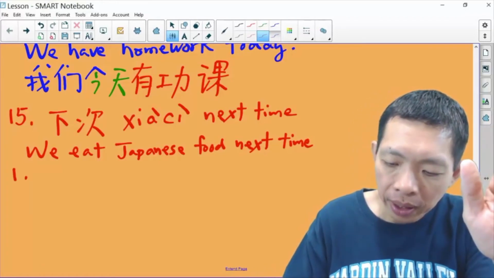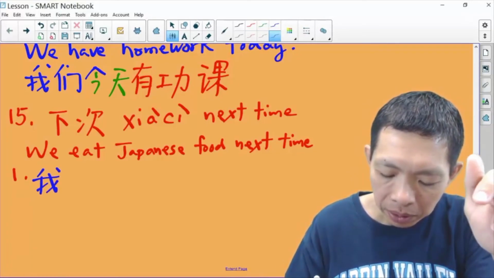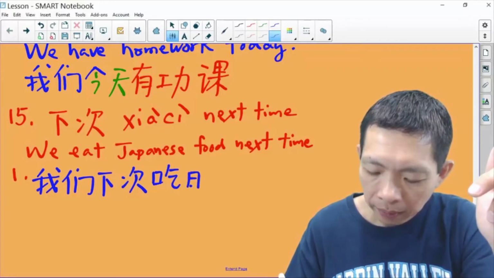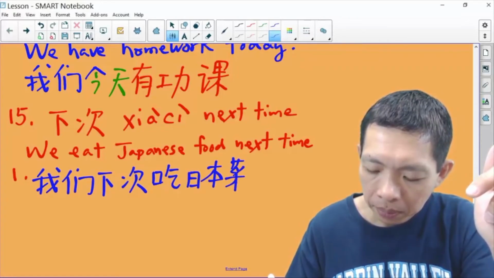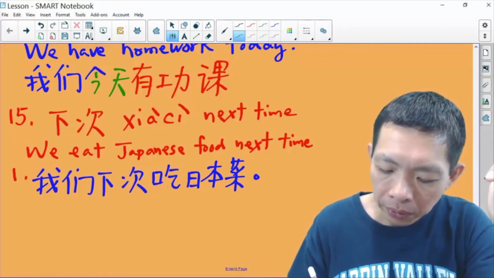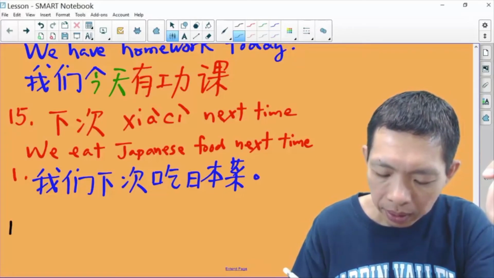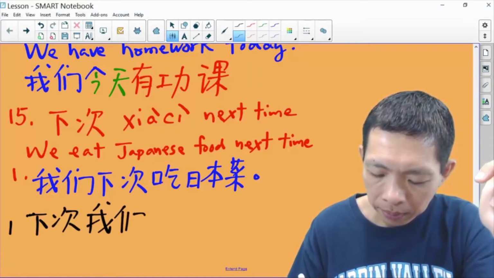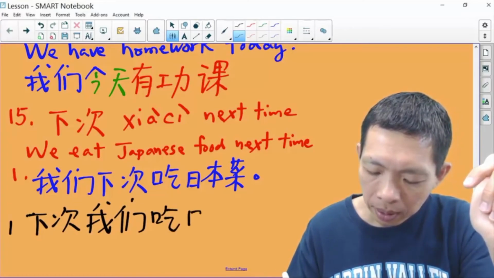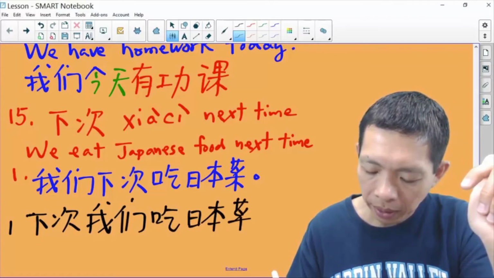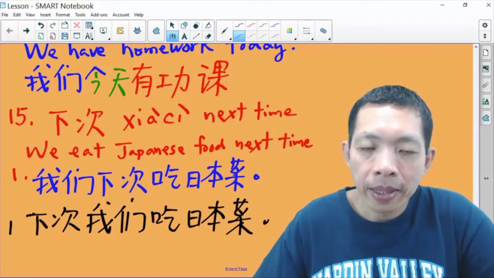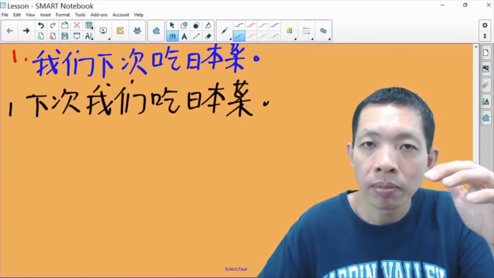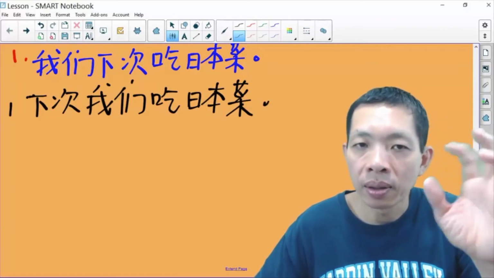The first option, for native speakers, you say 我们下次吃日本菜. Or you can move the word 下次 to the very beginning. So you can say 下次我们吃日本菜. Either way is fine. Native speakers say both ways. But if you want to make sure, stick to one way and then you know the other, that'd be even better.